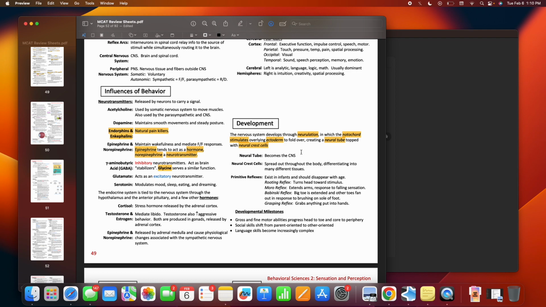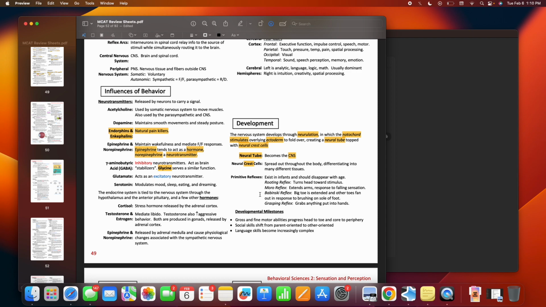So on top of the neural tube you have neural crest cells, and it was the notochord that stimulated the overlying ectoderm. The neural tube becomes the CNS. What becomes the PNS? The crest cells spread out throughout the body, differentiating into many different tissues. So crest, penis has a crest.